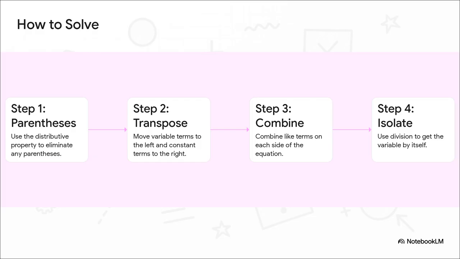All right, here is our game plan. A simple 4-step recipe that's going to help us solve a ton of these equations. Step 1. If you see any parentheses, your first job is to get rid of them. Step 2. We use that transposition trick to get all the letter terms on one side, usually the left, and all the plain number terms on the other side. Step 3. Tidy everything up by combining all the like terms on each side. And finally, step 4. Do one last move, usually division, to get that variable all by itself so it can tell us its secret value.